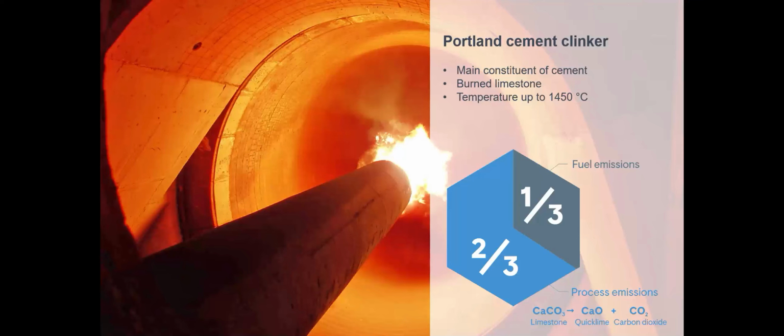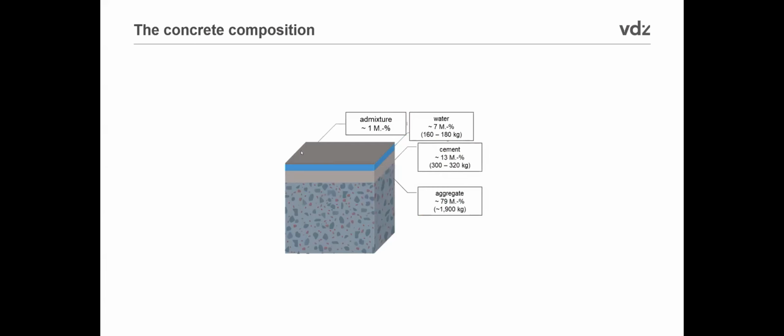The 1/3 from the fuel you might consider to be replaced by biomass, for example, which is happening already, or maybe in the future, like in other sectors, electrification or hydrogen use. Even if this is not mature at all at this stage, the main question is, however, what are we going to do with the 2/3 of the CO2 emissions from the limestone?